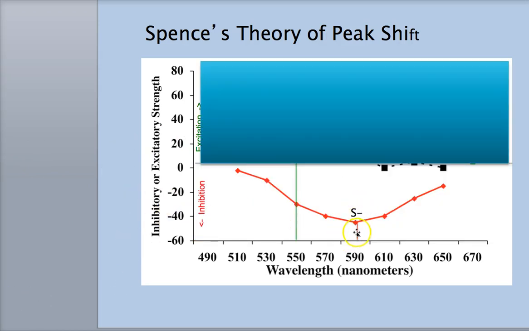With an S minus, you're also going to create an inhibitory gradient that is centered on the S minus. So here it is at 590, and we're going to have an S minus, and so you're going to get the least amount of responding, or the least tendency to respond, around that S minus that will start to dissipate as you move away from your S minus.